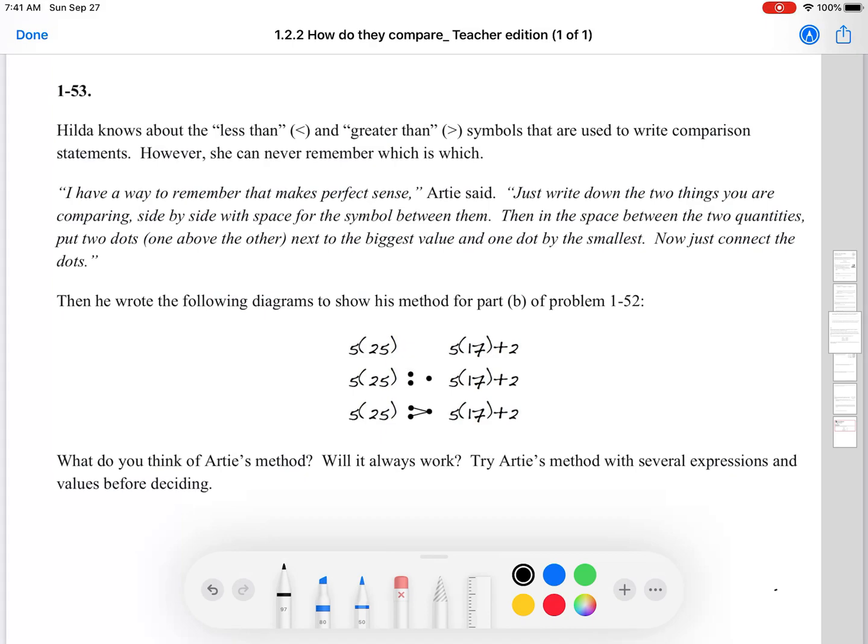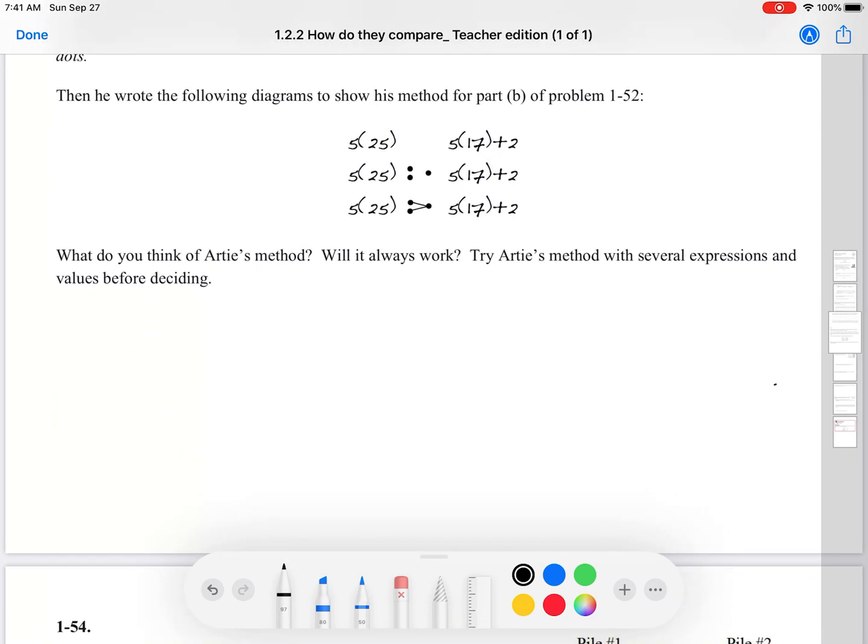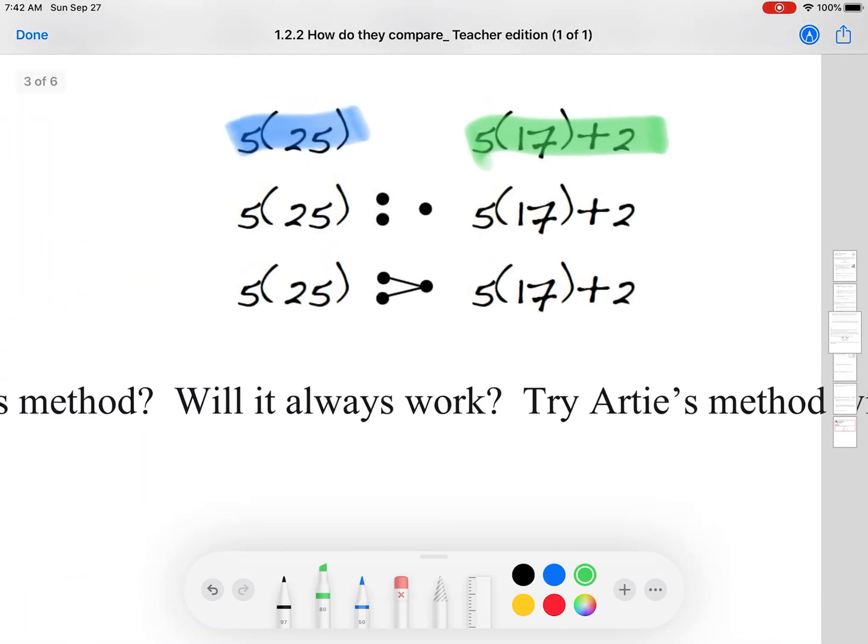Then he wrote the following diagram to show his method for part B of problem 152. Don't have to be in 152 to understand this. So what he is showing here is that the 5 times 25 right here is the larger of the two quantities. So it's larger than the 5 times 17 plus 2, 5 groups of 17 plus 2. And so because it's larger, he put 2 dots for the larger side and 1 dot for the lesser quantity. And then he just connects those, right?